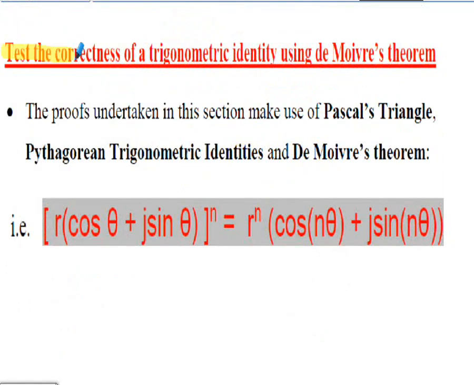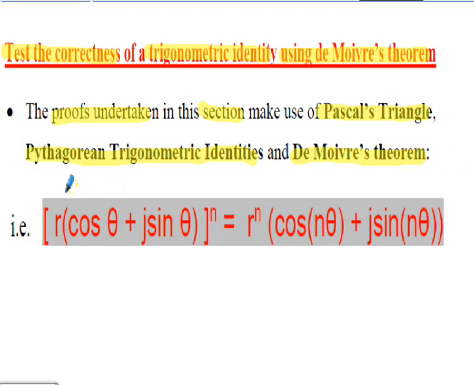Within this presentation, we're going to test for correctness of a trigonometric identity using deMoivre's theorem. The proofs undertaken within this presentation will make use of Pascal's triangle, of Pythagorean trigonometric identities, and deMoivre's theorem. There are separate presentations on each of these topics to view should you want more background information.